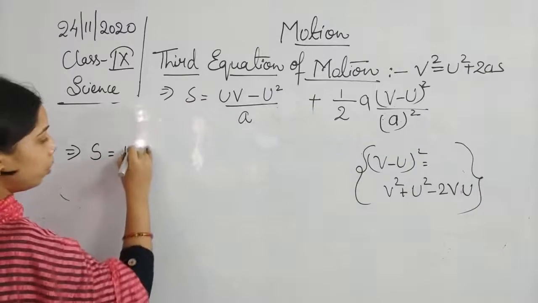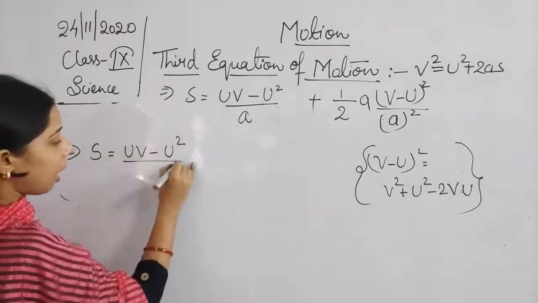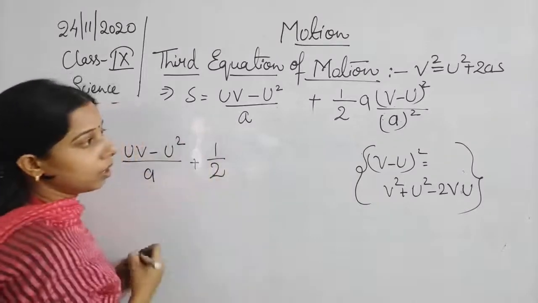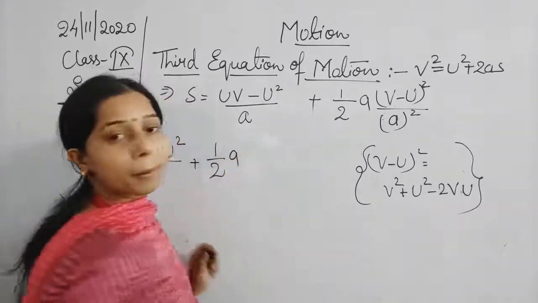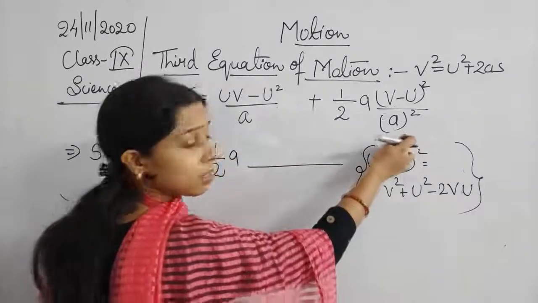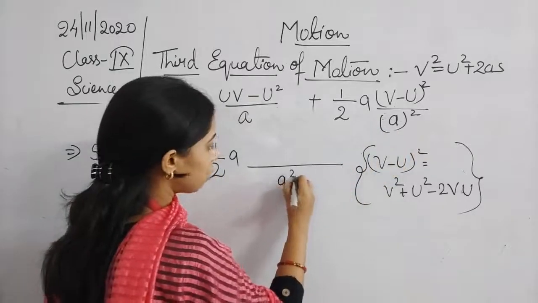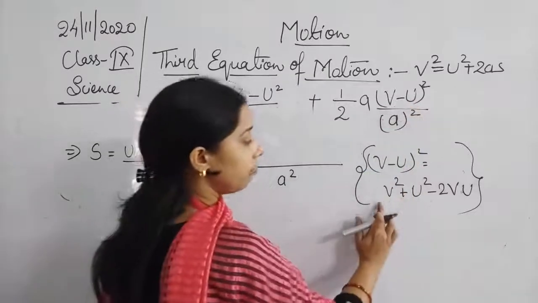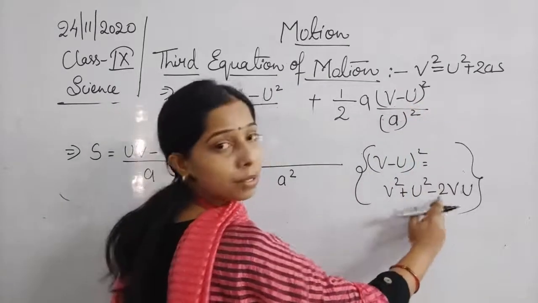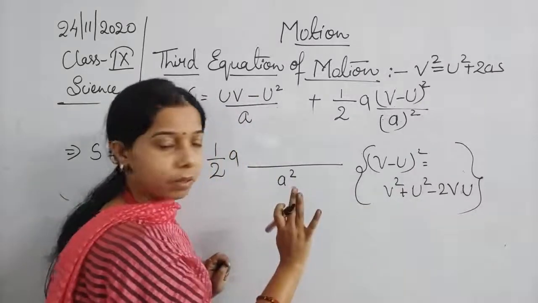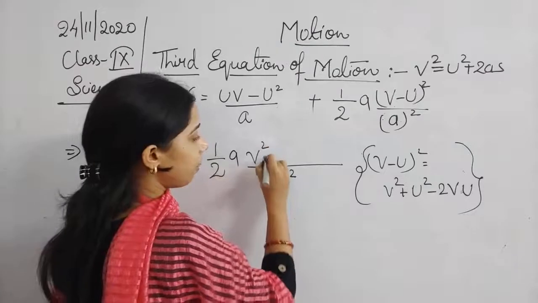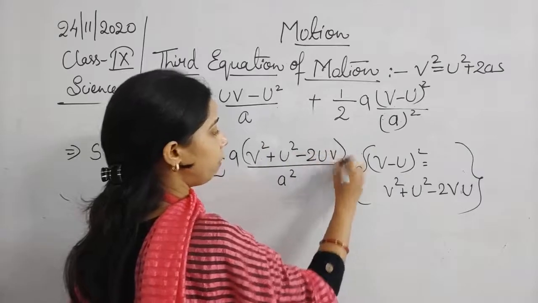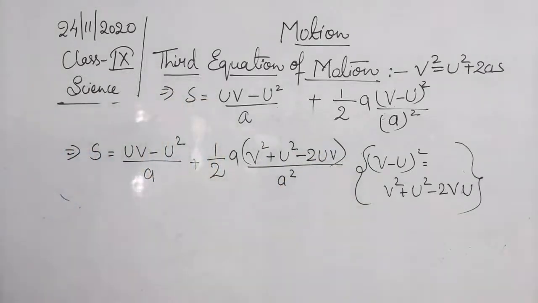S is equal to UV minus U square upon A plus half A upon, this is A square only, so it will be A square. Now this V minus U square can be written as V square plus U square minus 2VU, or minus 2UV, whatever. Okay, so it will be V square plus U square minus 2UV. Okay, so we can write it like this.